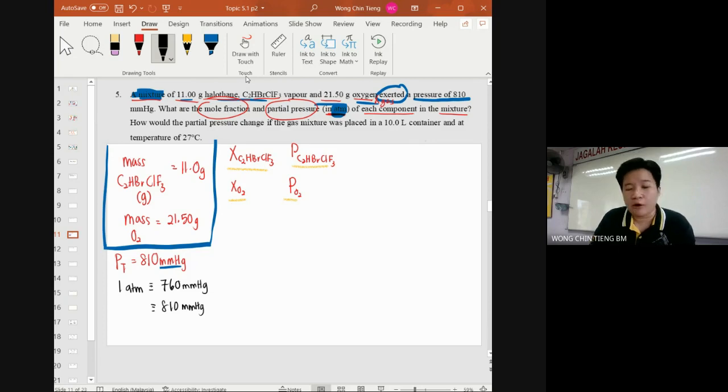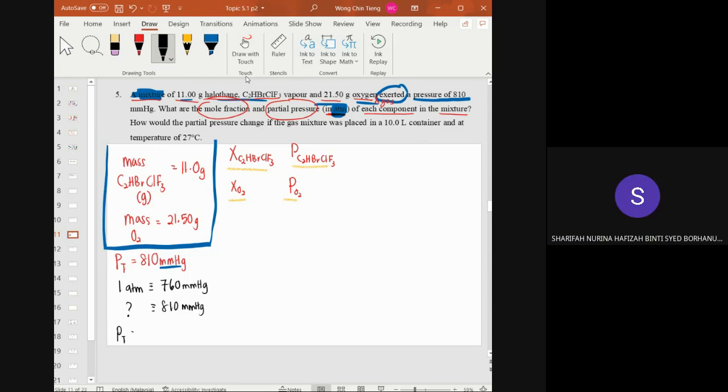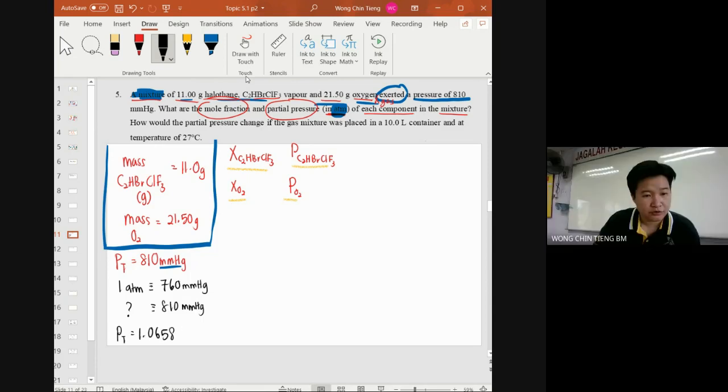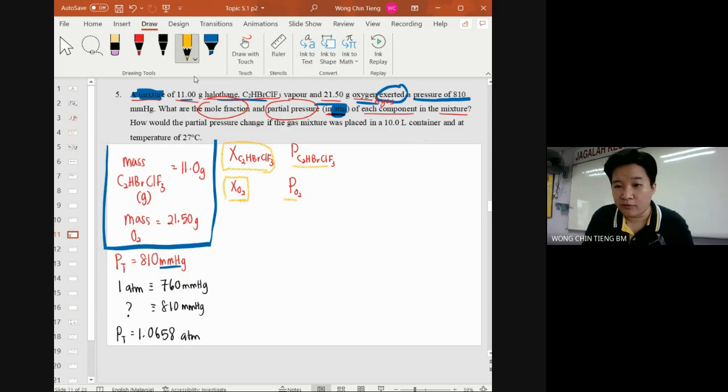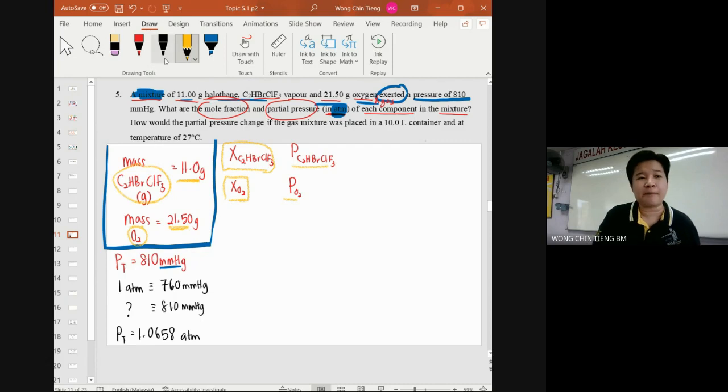Okay. So, ATM over here. Can I have the value please? 1.0658. Thank you. Unit ATM. Okay. Next, what do you think you do? Mole. The question wants the mole fraction. Guys, for mole fraction we know we need number of mole. The question gives the mass of that particular compound. What else to do? Molar mass, find number of mole. Right? Easy question. It just looks long.